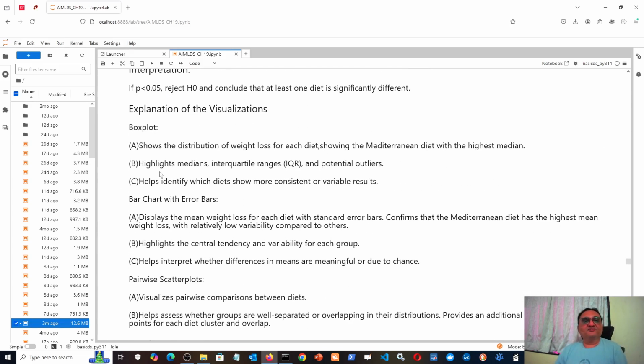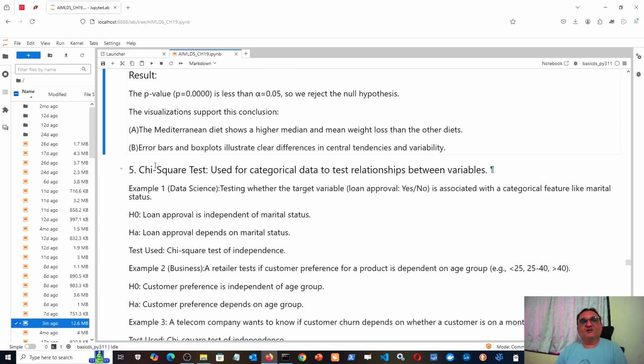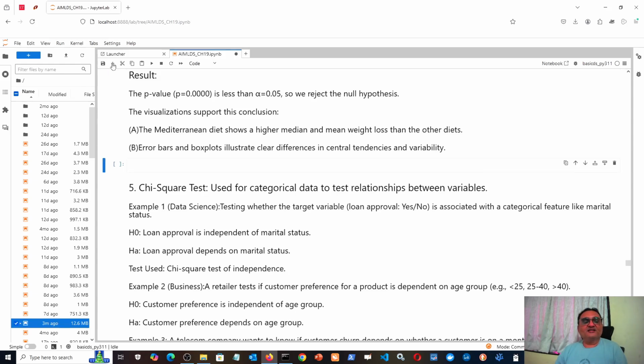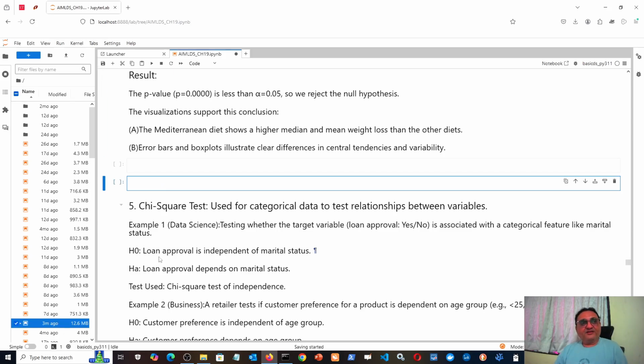So this is the explanation of the code and the explanation of the visualization, which you will read because it is already explained to you. Next lecture we will talk about the chi-square test. So this lecture is over. We will see about the chi-square test in the next lecture.